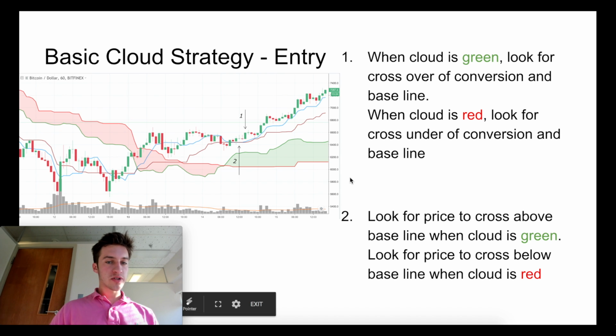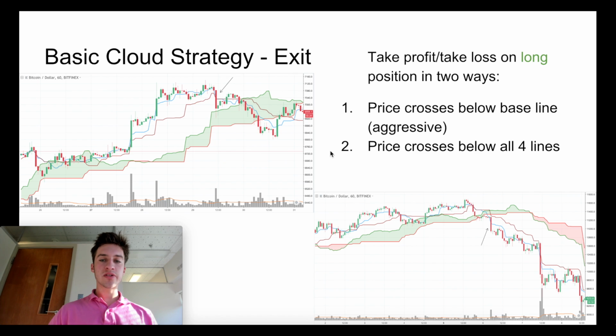Now, we don't want to just talk about entry without talking about the exit. With exits, we're going to want to take profit or take loss on a long position in 2 ways. The first way that we can do it is very aggressive, which is just price crossing below the baseline, irregardless of what the cloud is doing. This is something that you can do if you want to take a quick profit or a quick loss.